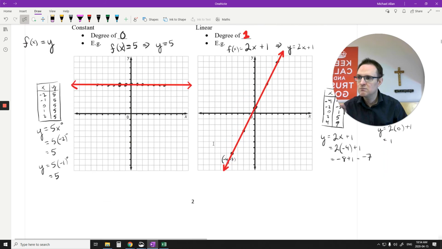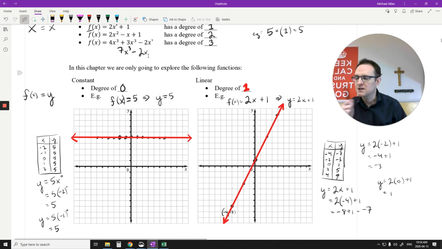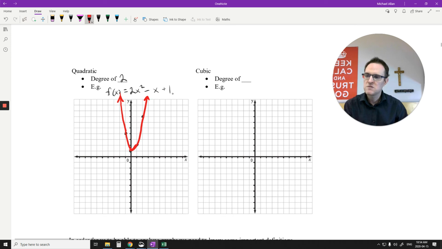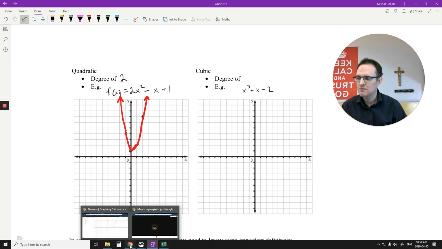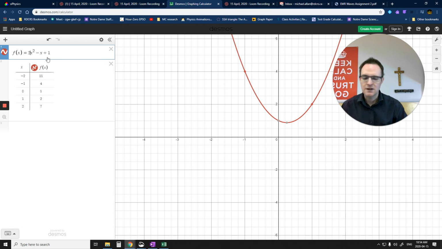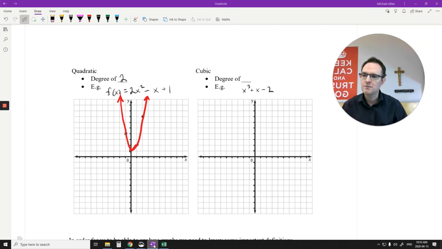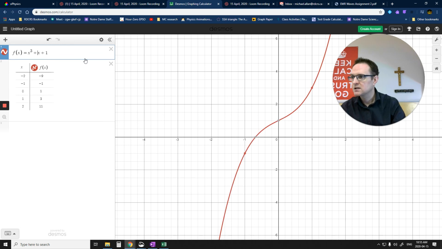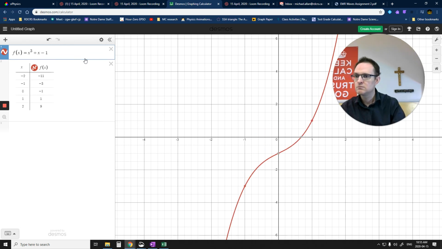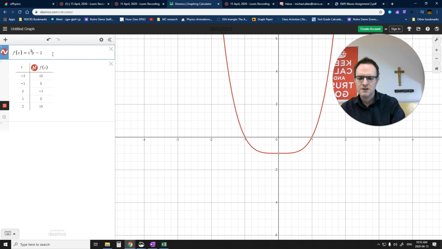And a cubic function, we're not going to use this set. This one here is probably going to be too steep. We'll just go with a typical cubic function of x cubed plus x minus 2 or something like that. Okay. So I go back to my graphing technology here, and I'm going to put in x cubed instead. I like the other one better, actually. It's a much nicer graph.